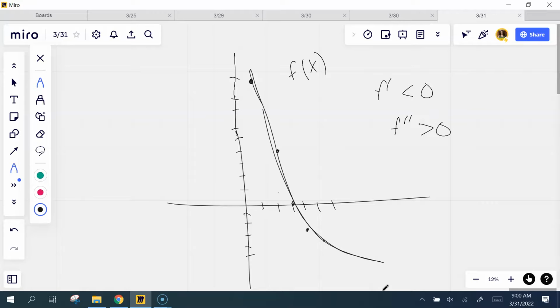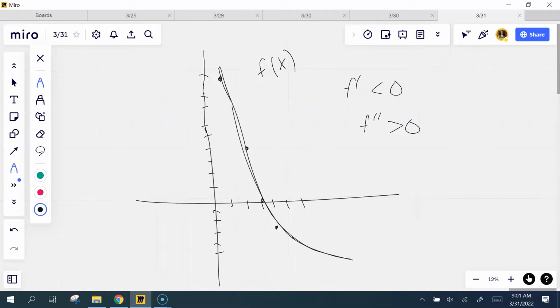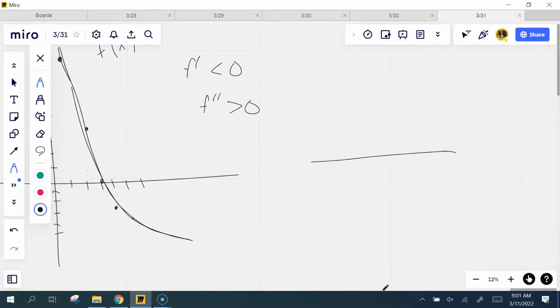Are y'all following me? Which means the first derivative is increasing. Does that make sense? If it had been concave down, it would be decreasing. You've got to think about it. I go back to that sign chart every time.